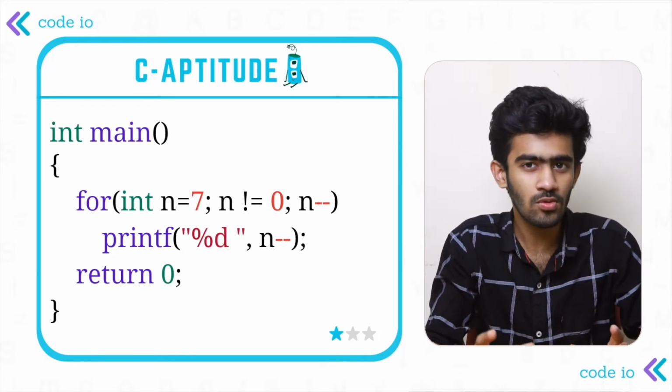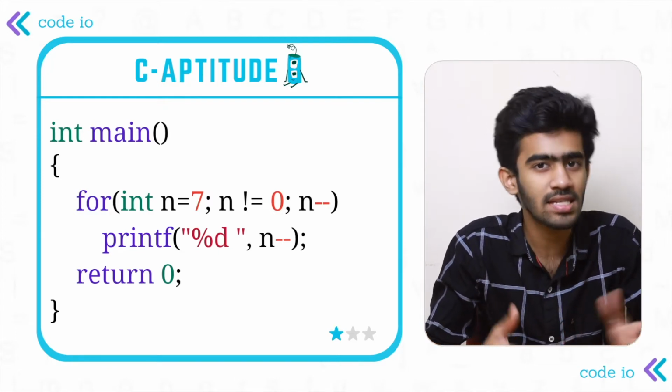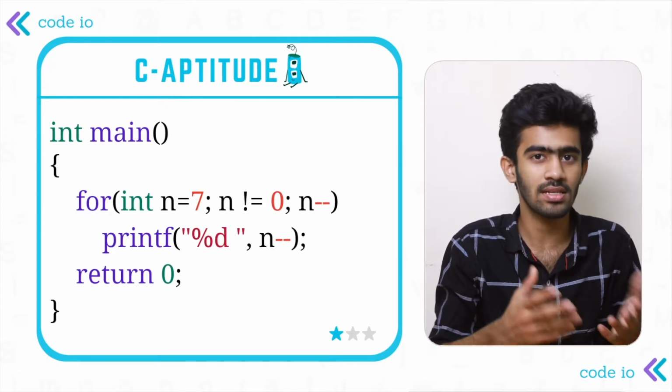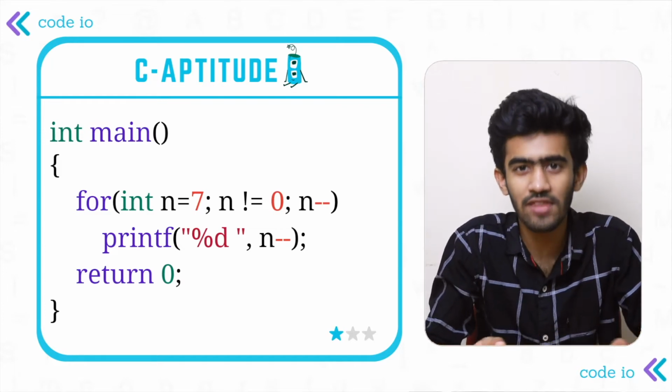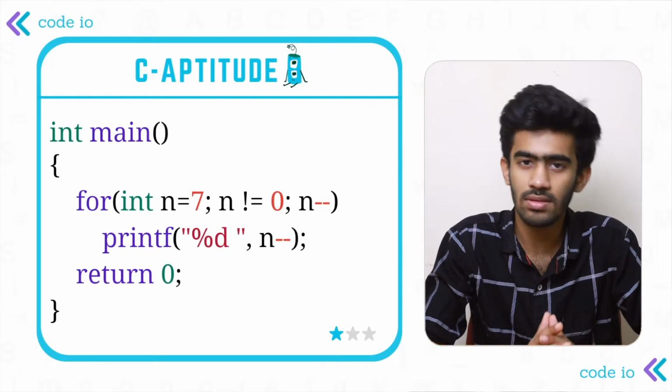So if it is true, what is the statement that is being executed? The statement that is being executed is the printf statement, that is, it prints the value of n. So, straightforward simple question. What is the answer to this question?